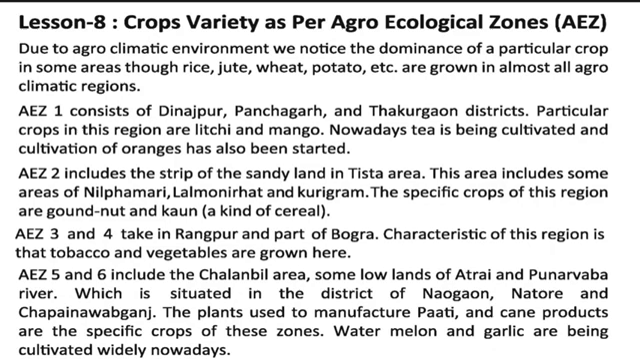Agroecological zones 5 and 6 consist of Naogaon, Natore, and Sirajganj, where we can produce jute. And nowadays we can produce watermelon and garlic.